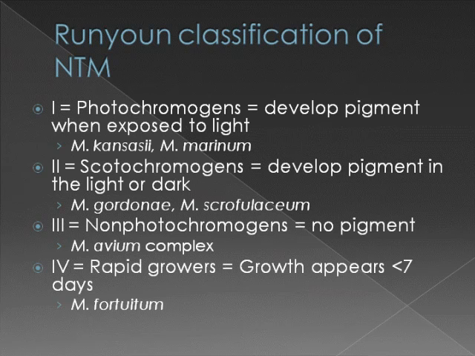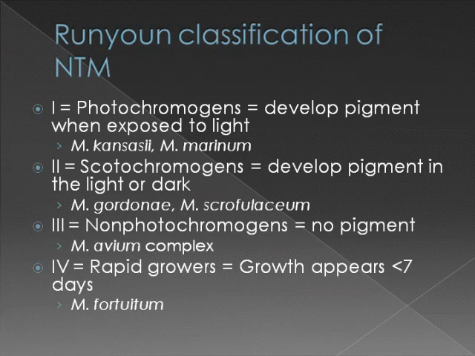Then we have category 2, which are the scotochromogens. These develop pigment in the light or the dark. This includes Mycobacterium gordonae and scrofulaceum. Then we have category 3, non-photochromogens. These produce no pigment, whether they're in the light or not, and this includes Mycobacterium avium complex.